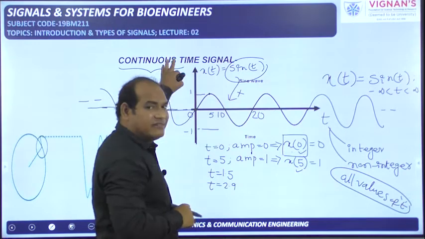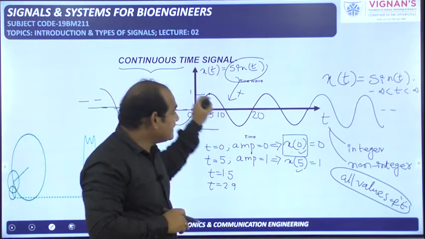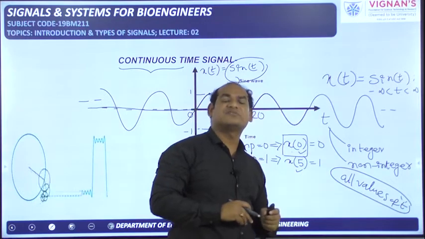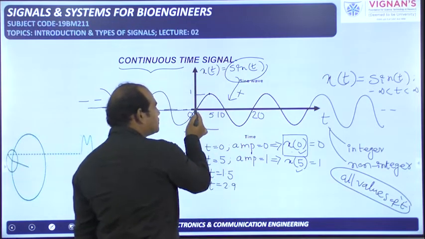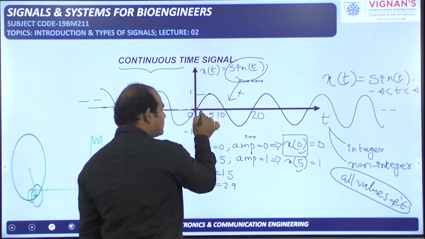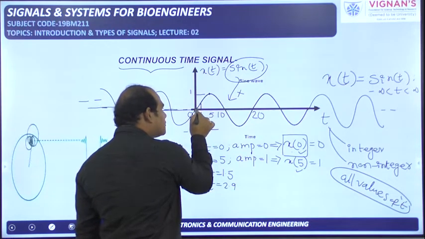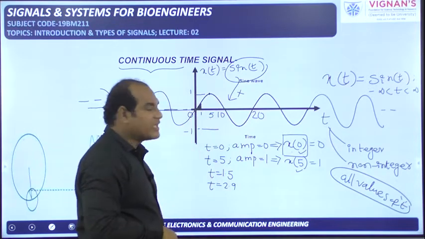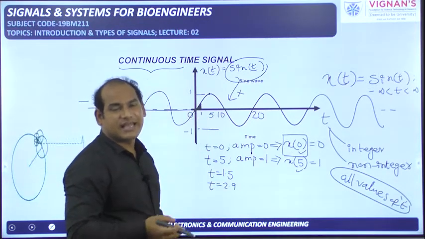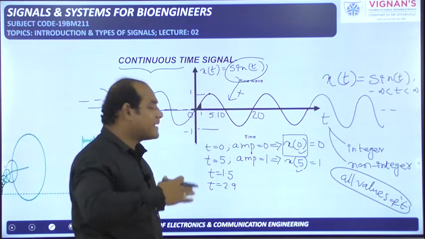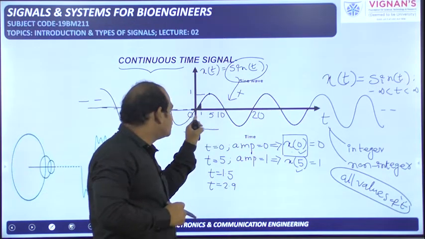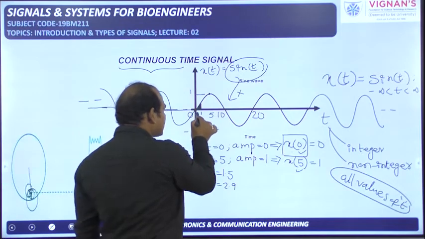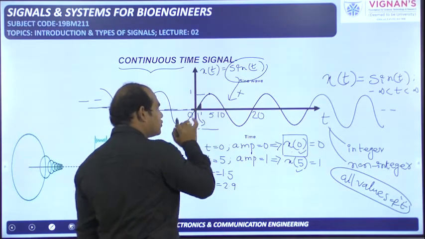Otherwise, it is a signal where the amplitude is defined for integer values of t and for non-integer values of t also. All values means these two only we are including. So here if you see, the amplitude is defined for t is equal to 0, the amplitude is defined for t is equal to 1, the amplitude is also defined for t in between 0 and 1 also. Okay, in between 0 and 1 so many values are there like 0.1, 0.2, 0.3, 0.33, 0.333 like that. So many decimal values are there in between 0 and 1. Okay, that means all these are non-integer values. 1 is the integer value, 0 is the integer value.